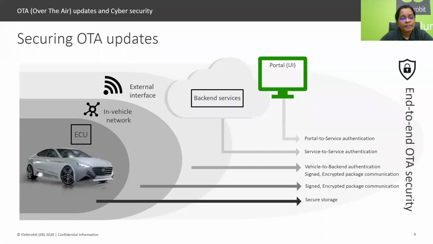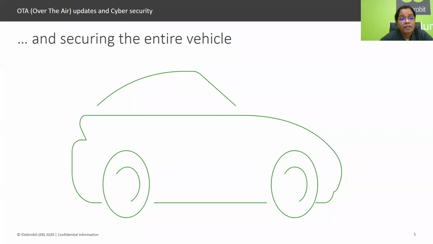Will all this make it an end-to-end security? Will this be enough? Will these authentications and the data encryption and signing be good enough for the end-to-end security for the OTA updates? Not really. We have to secure the entire vehicle. So let's now understand why we have to secure the entire vehicle for the over-the-air updates security.